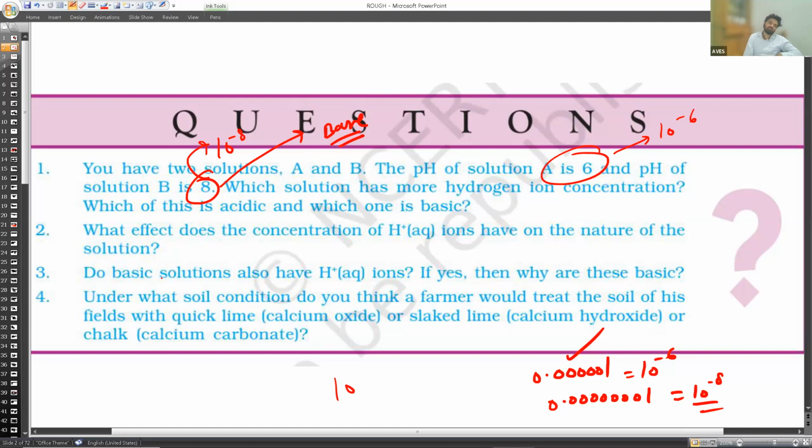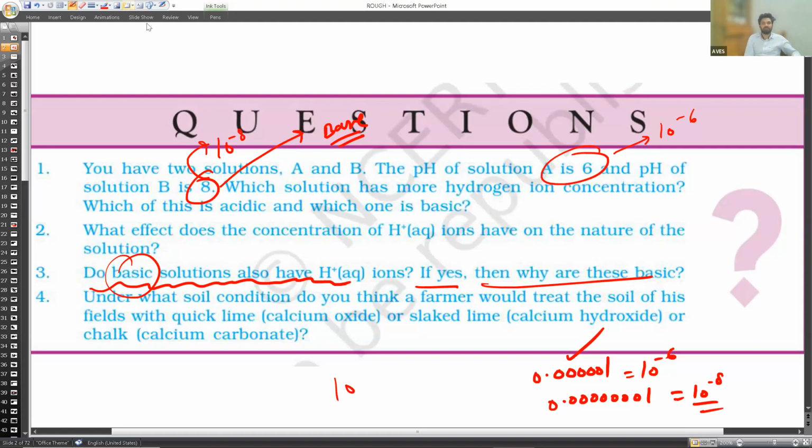The same question comes here also: do basic solutions also have H plus ions? If a solution is basic, and H plus ions are contributed only by the acids, then why is it basic? Do the basic solutions also have H plus ions? Yes. If yes, then why are they basic? To understand this, you have to study it in detail.